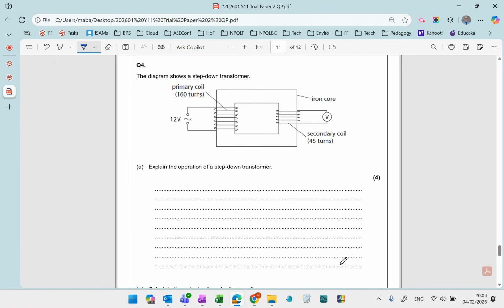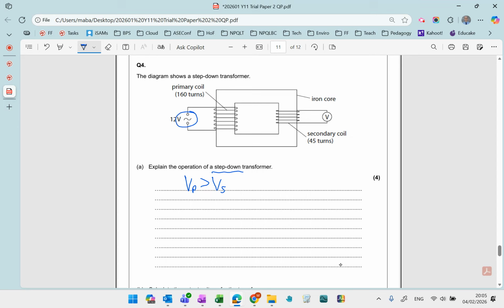Okay, question 4. So we need to explain the operation of a step-down transformer. The first thing to say is that the voltage in the primary coil is going to be greater than the voltage in the secondary coils. Okay, and that's important because that's telling us what a step-down transformer does. It reduces the voltage.